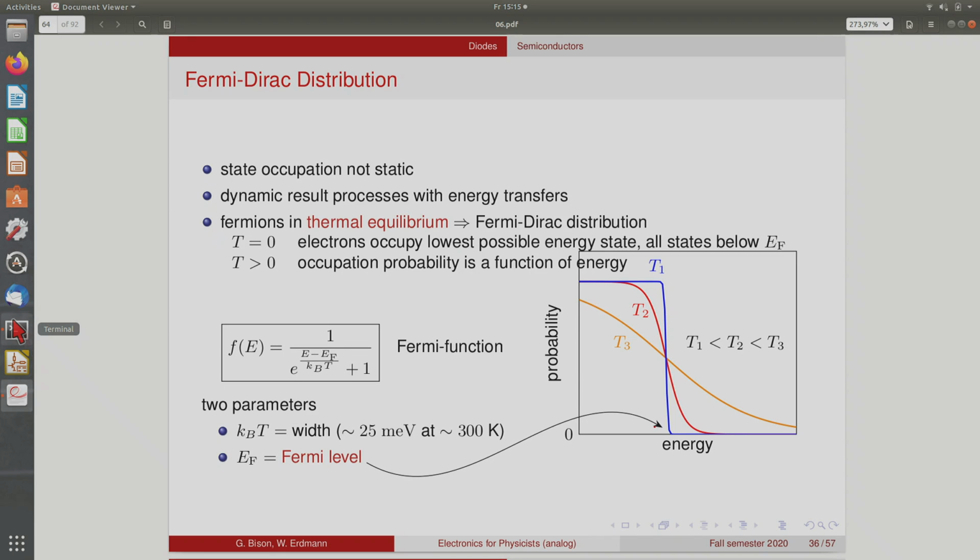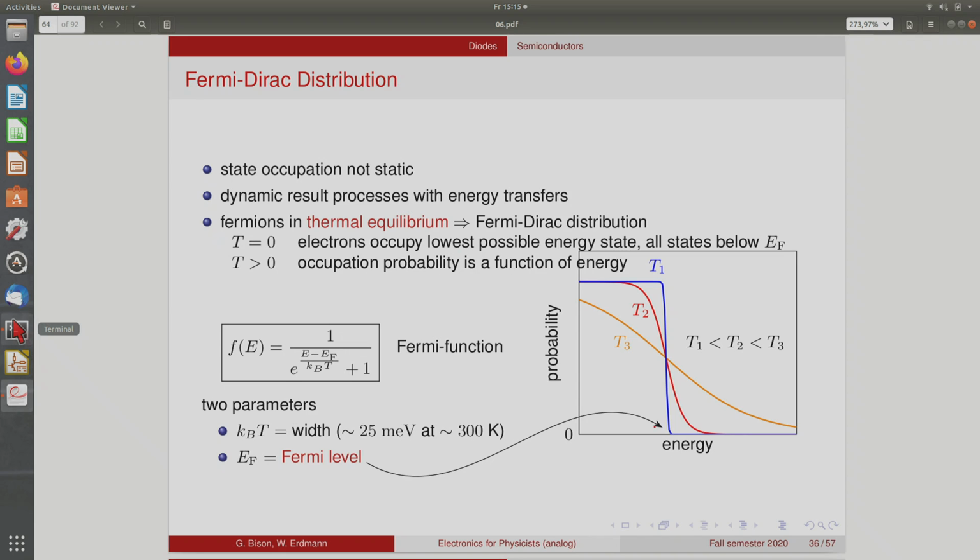It is important to understand that the occupation of these states is not static, but a permanent back and forth. So this is the result of a dynamic equilibrium of processes with different energy transfers. And you can only say that states are filled with a certain probability, and this probability is given by the Fermi-Dirac distribution, which is for fermions the equivalent of what you maybe know already from the Boltzmann distribution for classical thermodynamics.